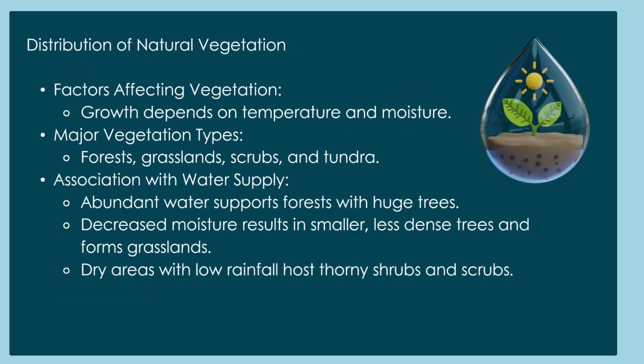Distribution of natural vegetation. Factors affecting vegetation. Growth depends on temperature and moisture. Now, major vegetation types. So, major vegetation types are forests, grasslands, scrubs, and tundra. Now, association with water supply. Abundant water supports forests with huge trees. Decreased moisture results in smaller, less dense trees and forms grasslands. Dry areas with low rainfall host thorny shrubs and scrubs.